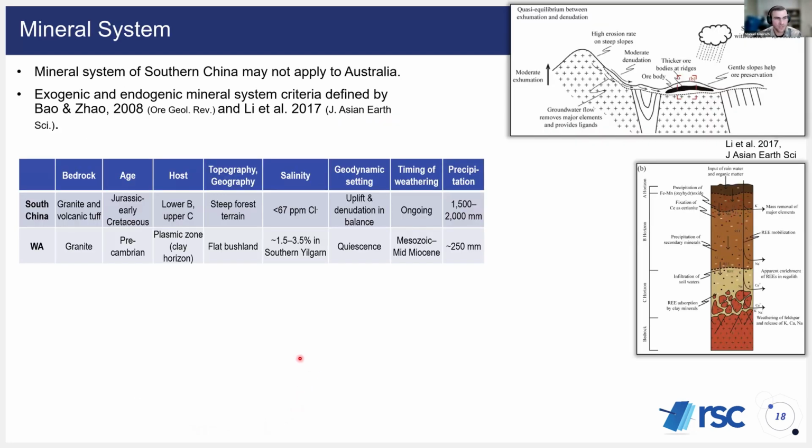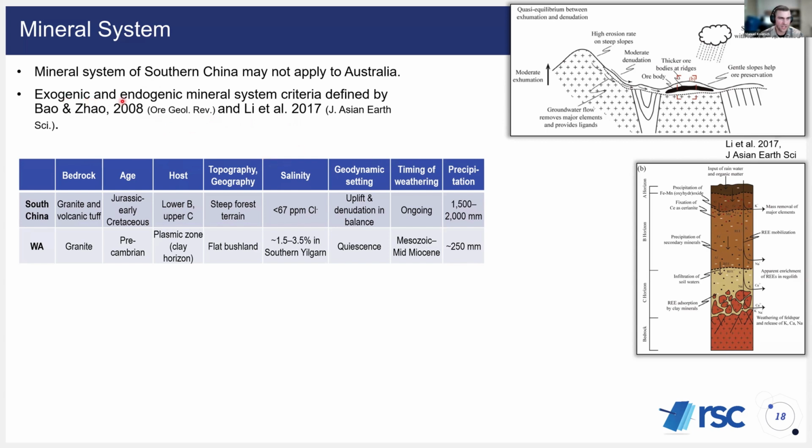So in the beginning, I've promised a slide on the mineral system, and the mineral system of southern China may not apply to Australia. And there were 2 pretty good papers that defined sort of the mineral system, maybe not on purpose, but at least they've laid the foundation for it, in my opinion. They were Bao and Zhao in 2008 and Li et al. 2017. But there's also many other brilliant papers that have been published on ionic adsorption rare earth deposits, but I've just put those 2 out here, and I've listed some of the factors they've used.